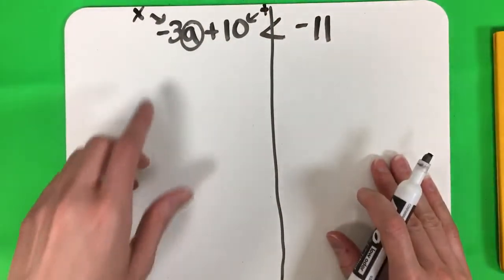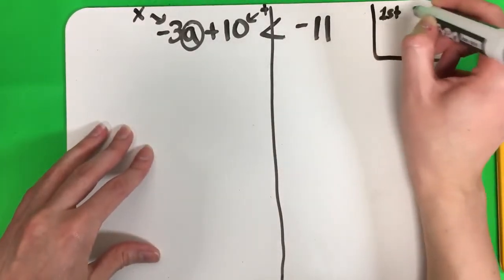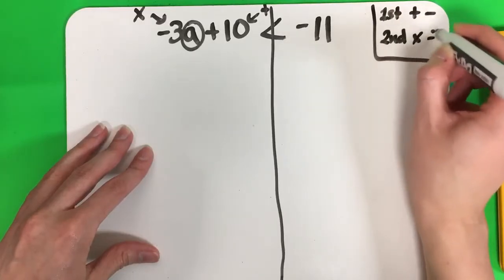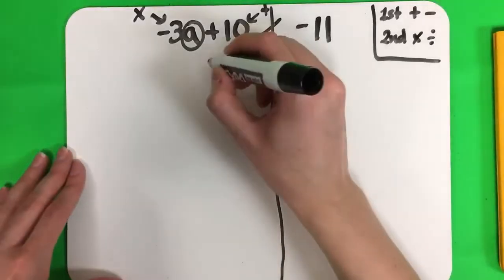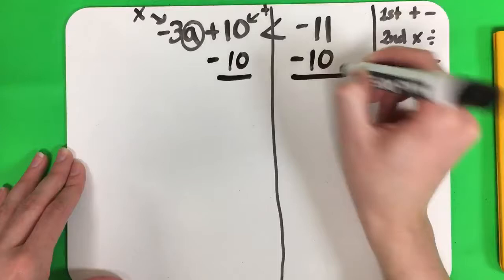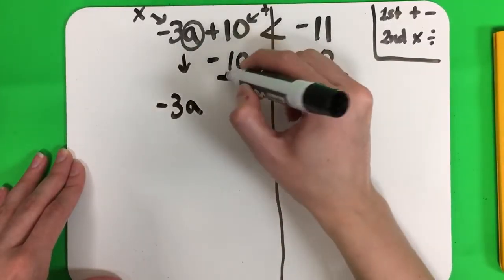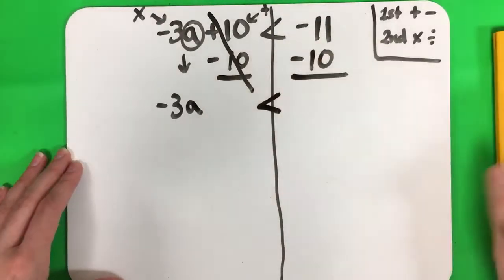Remember, what do we do first? First is plus or minus. Second, multiply or divide. First is plus. The opposite of plus is minus. So minus 10, minus 10. Here nothing, copy down negative 3a. 10 minus 10 is 0. Copy less than. Negative 11 minus 10.